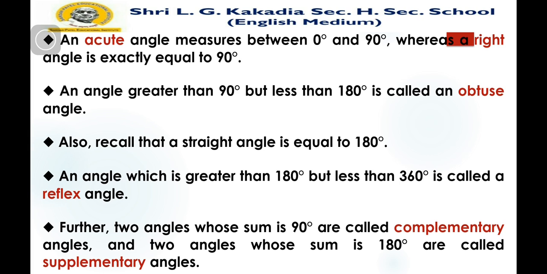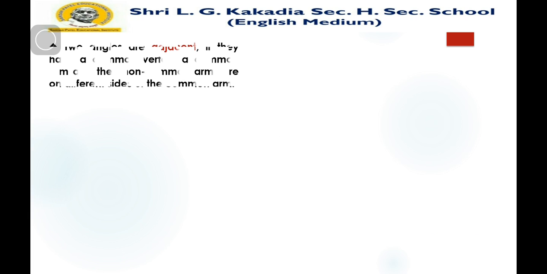And two angles whose sum is 180 degrees are called supplementary angles. If we take two angles and its sum is 90, then it is complementary, and if its sum is 180, then it is supplementary angles. Now, more other angles that we are going to study here.